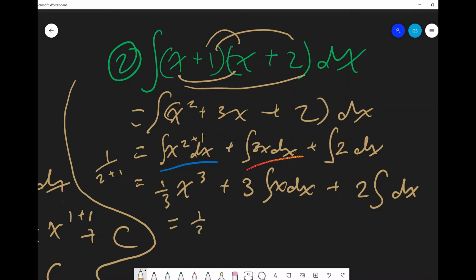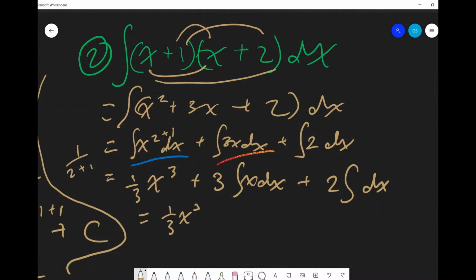So we have 1/3 x cubed. And would I write the c here? I'm actually forgetting myself. All right, you know what? Let's just not do it like that. I don't want to do the c1, c2, c3. So I'm actually not going to integrate this just yet, even though you know what it is. Okay, now I'm going to integrate everything.